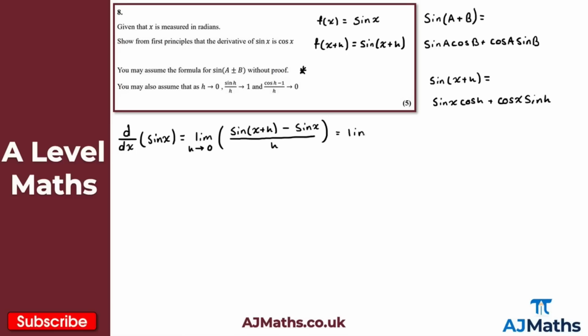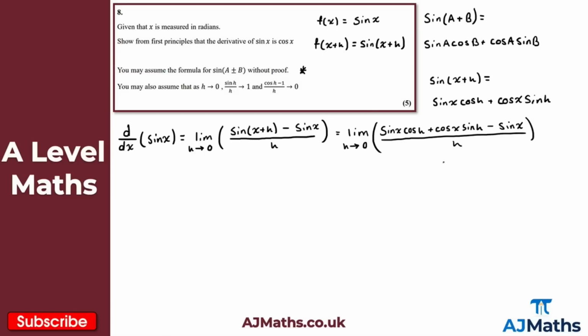Okay, so we put all that together now. We still have the limit as h tends to 0. Then we've got sine of x plus h, which is simply this expansion: sine x cos h plus cos x sine h. Then don't forget the minus sine x, we still do include that. So minus sine x, and this is all over h. Okay. So from this point, what we need to do is start working towards these limits. At some point we need to obtain sine h over h. We also need to obtain cos h minus 1 over h as well.